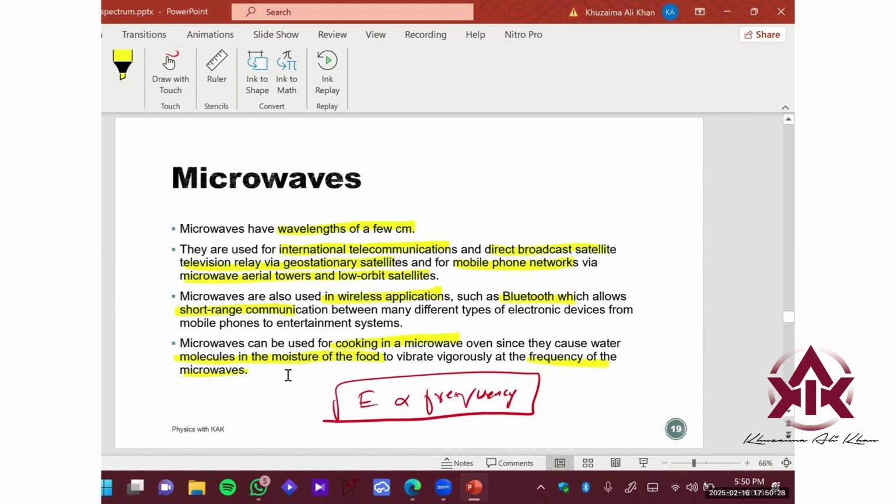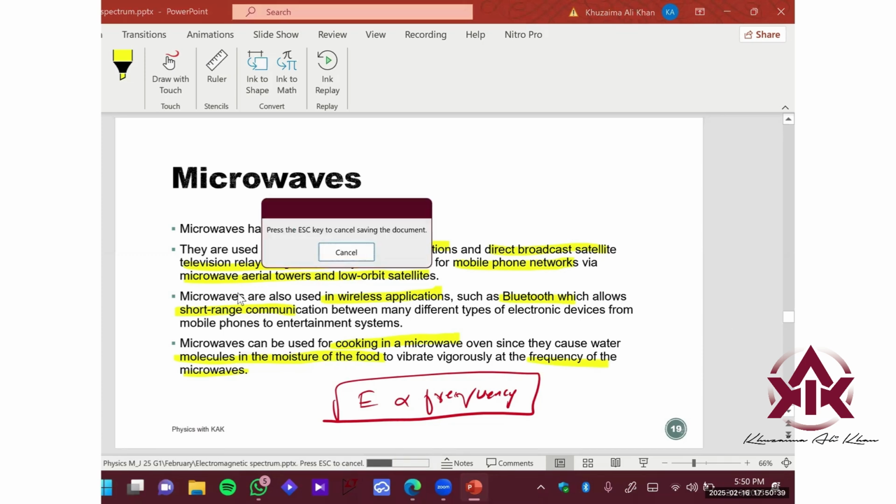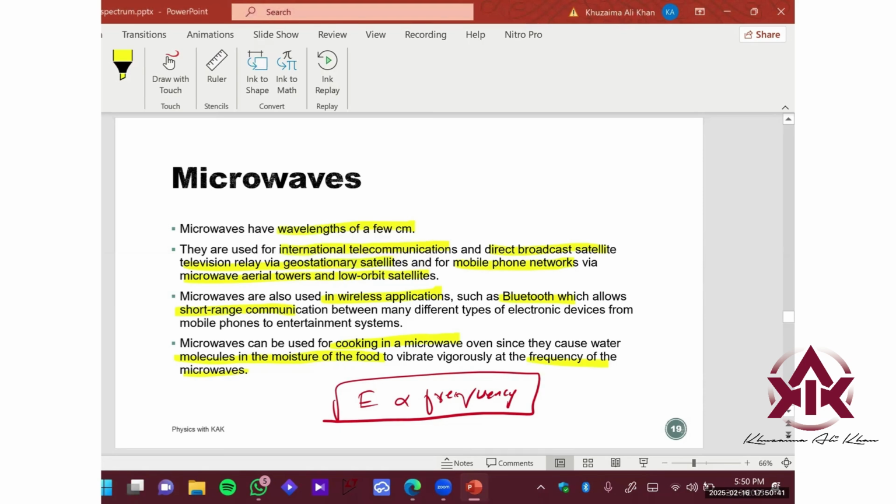Just a brief summary about microwaves. That is what is required for your syllabus. If it is clear, give me a thumbs up.